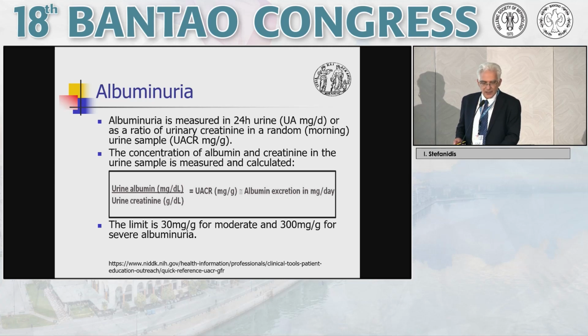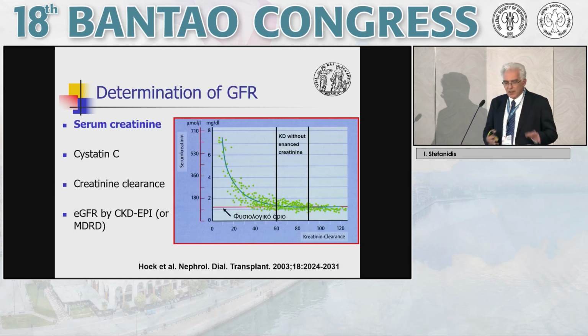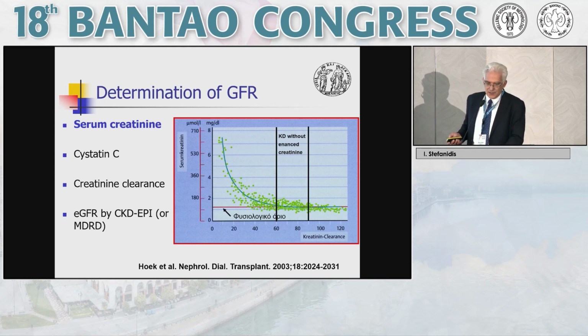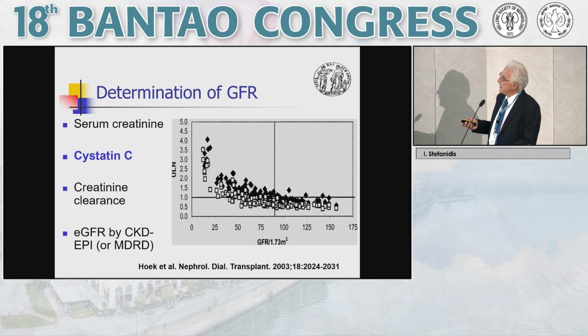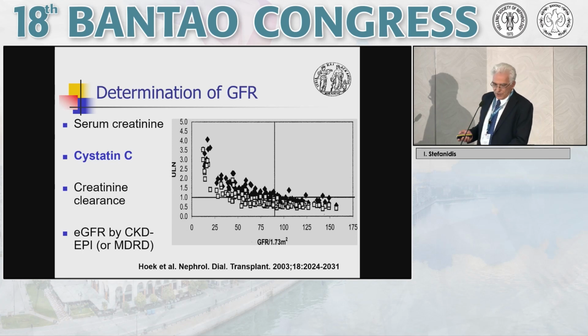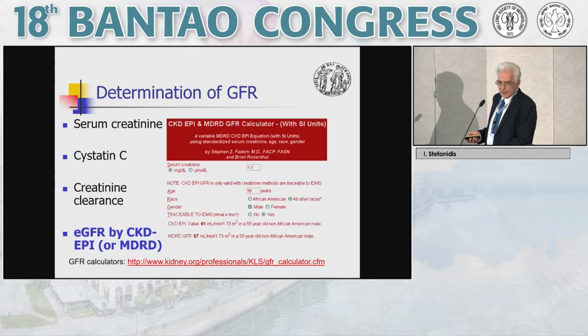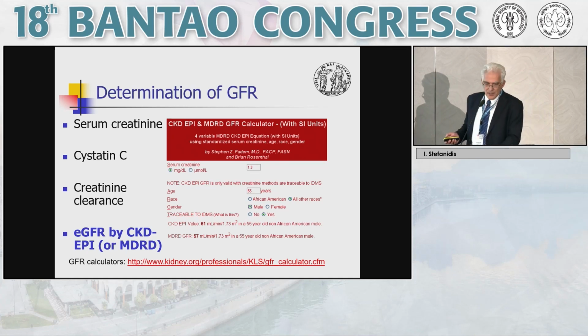For GFR, the second pillar of diagnosis of chronic kidney disease is serum creatinine. It has low sensitivity; most patients above 60 ml are missed. You can use cystatin C, which has better sensitivity than creatinine, but it is very costly. And the gold standard today is estimated GFR by CKD-EPI.